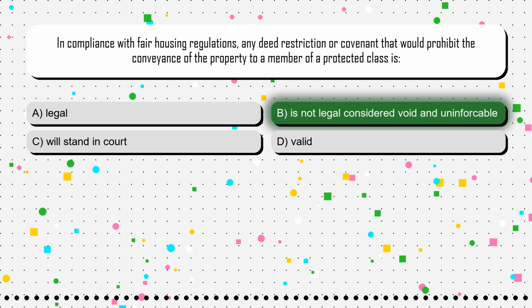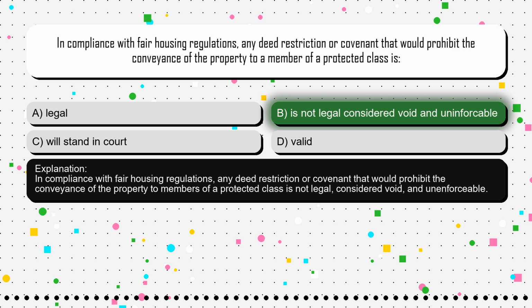The correct answer is option B, is not legal, considered void and unenforceable. In compliance with fair housing regulations, any deed restriction or covenant that would prohibit the conveyance of the property to members of a protected class is not legal, considered void, and unenforceable.